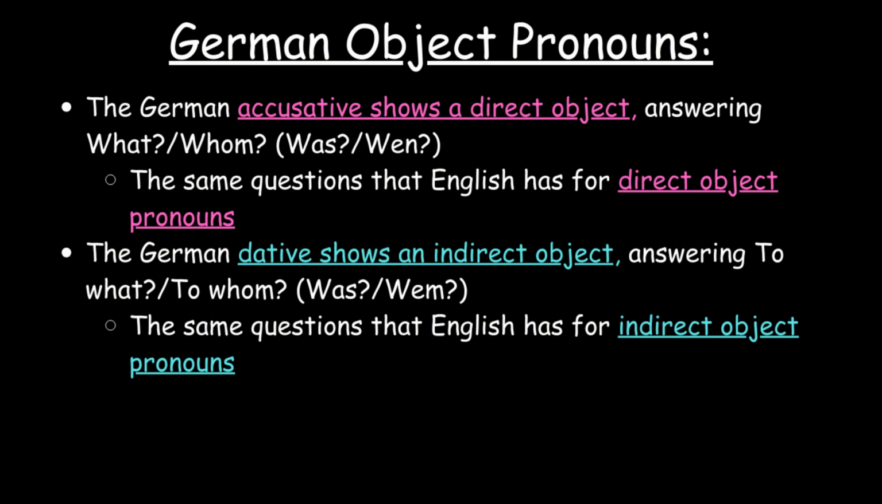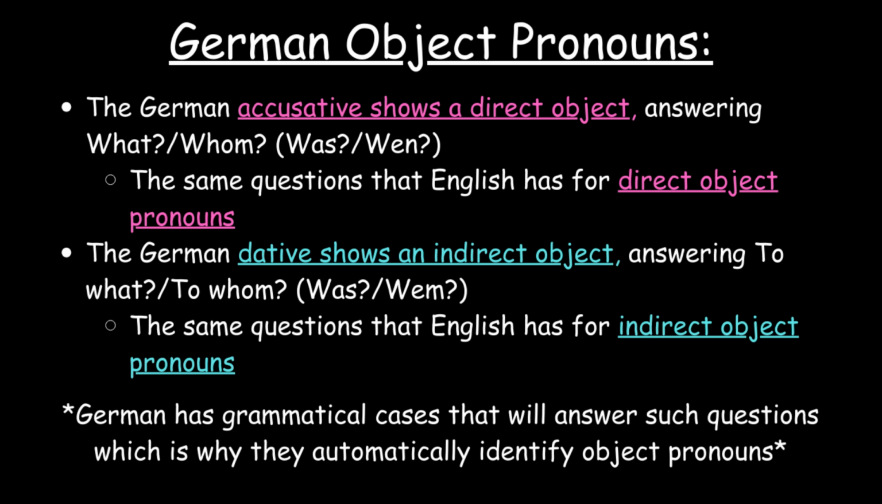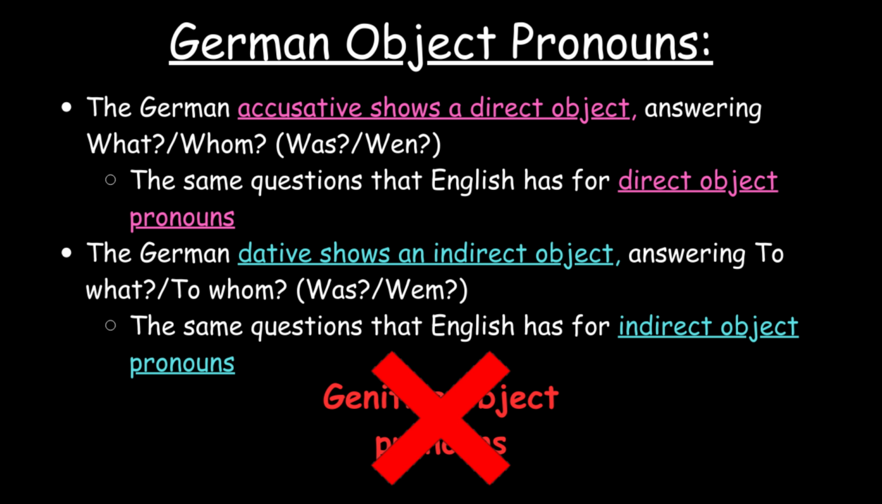Essentially, the accusative and dative are responsible for object pronouns in German, asking the same questions. So German has grammatical cases that will answer such questions, which is why they automatically identify object pronouns. So, the accusative is used for direct object pronouns, and the dative is used for indirect object pronouns. As a side note, the German genitive doesn't have any pronouns, and it's something I'll explain at the end of the video. So, let's see what German object pronouns look like.